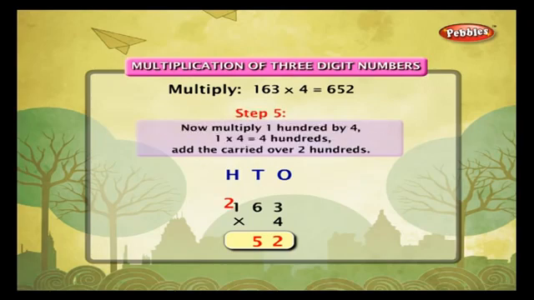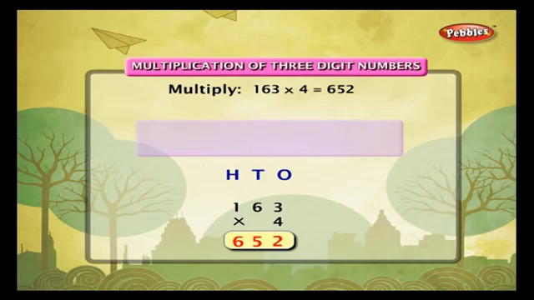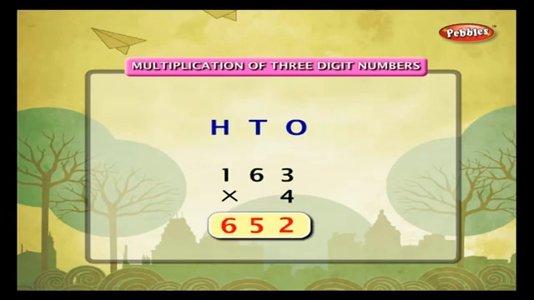column. Now multiply 100 by 4. 1 into 4 is equal to 4 hundreds. Add the carried over 2 hundreds. We get 6 hundreds. Write 6 below the hundreds column. Thus, 163 into 4 is equal to 652.